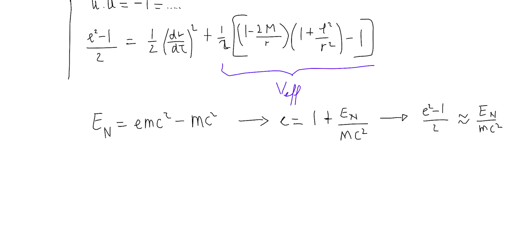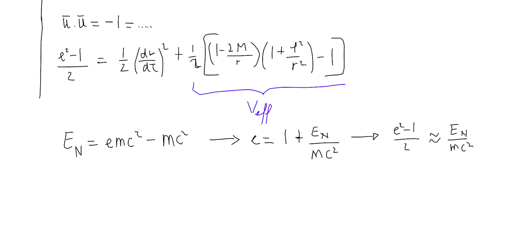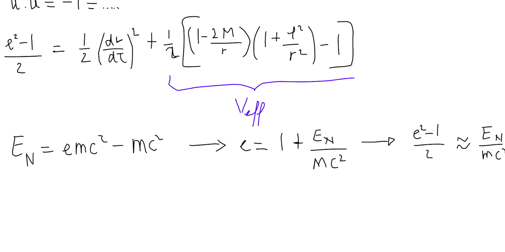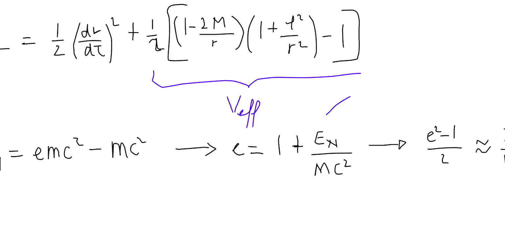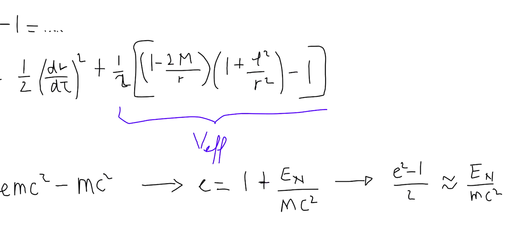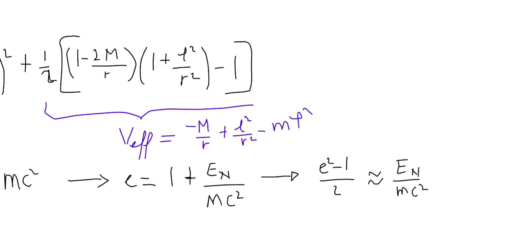Okay, and one last thing before I plot both potentials is that V effective, if now I develop the terms here, is equal to minus m over r plus L squared over r squared minus m L squared over r cubed.